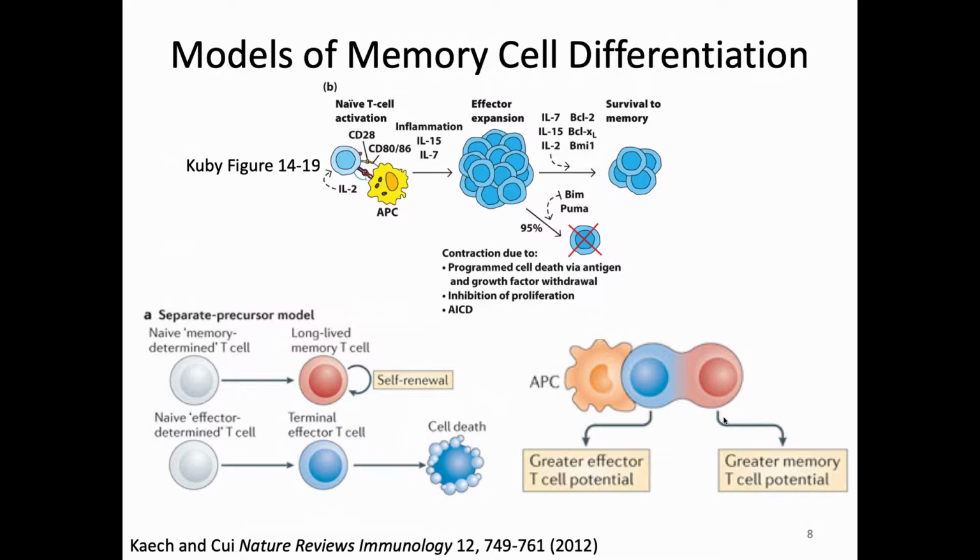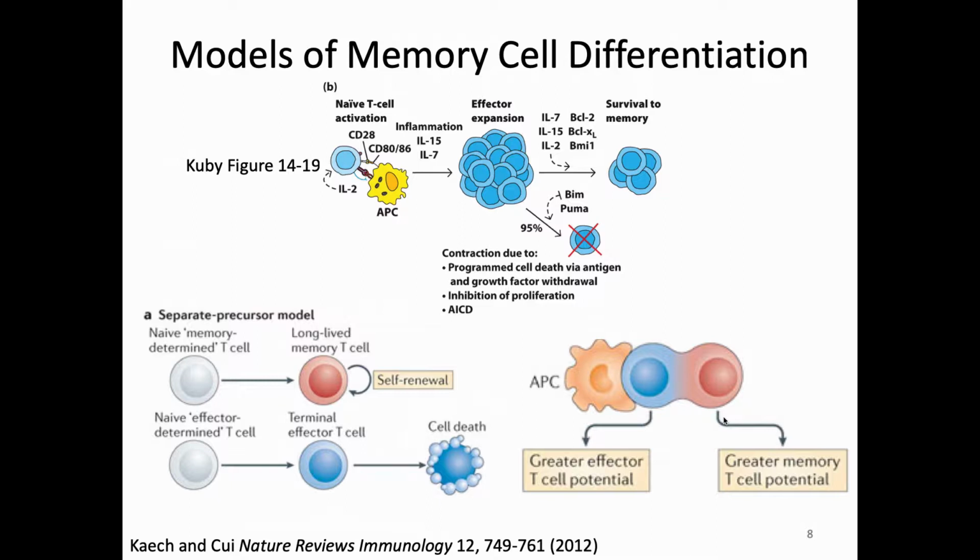In this figure from your textbook, figure 14-9, our naive cell becomes activated and expands into a bunch of effector cells. Most of them will die as part of the contraction phase that we've talked about before, and some subset of them will become memory cells. So this figure implies that memory cells are the effector cells that survive, the ones that live through.